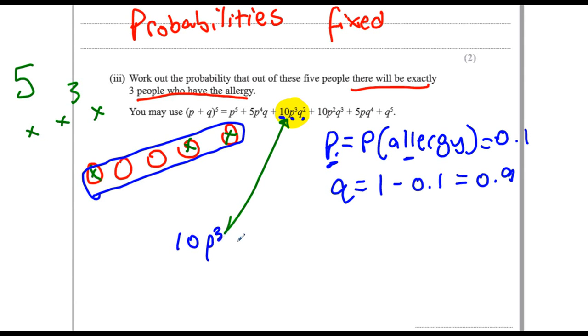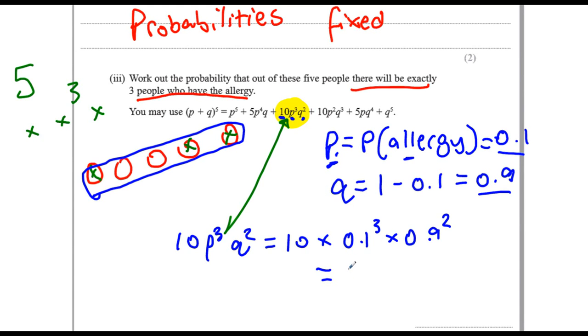10 P cubed Q squared. So it's 10 times 0.1 for the first person having the allergy, and then cubed for 3 people, and 0.9 is Q for one person not having the allergy, and squared for 2 people. Type this into your calculator: 10 times 0.1 cubed times 0.9 squared, and you're going to get 8.1 times 10 to the minus 3, or 0.0081.